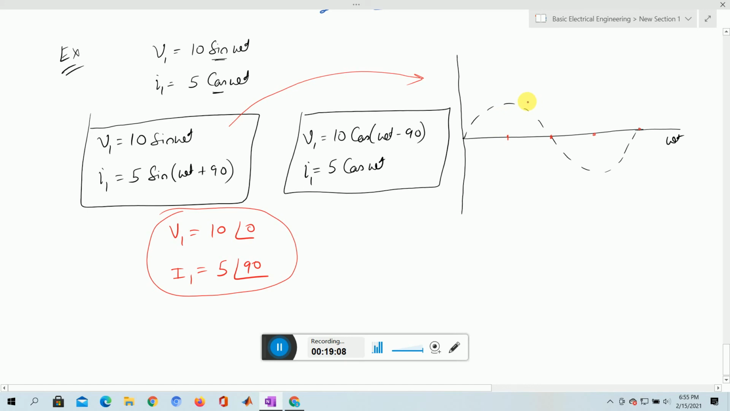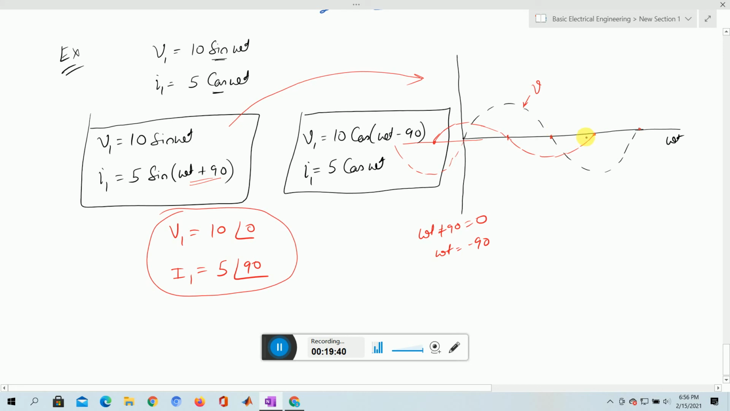You draw the value of V here, and for the current, we have to start the sine when this term is equal to 0, that is, omega t plus 90 is equal to 0, so omega t is equal to -90. So for that we just need a negative shift, so that we get -90 degrees here. So at -90 degrees we will have the picture, and then we can draw the current waveform like this.